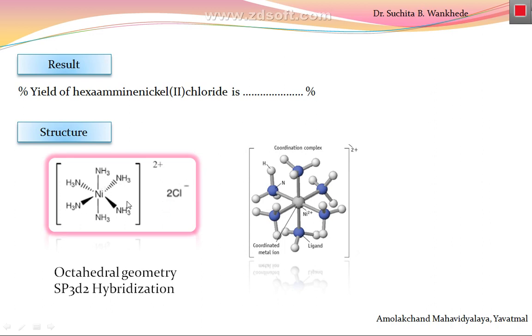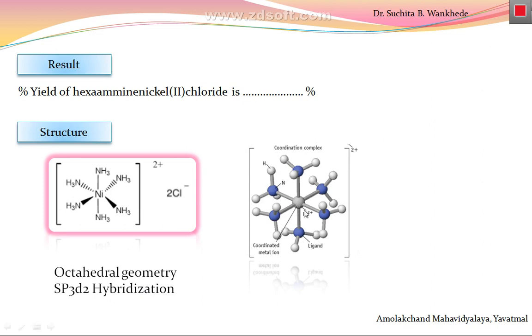As 6 ligands are attached to the central metal ion in this complex, the geometry of our complex is octahedral, and nickel in this complex undergoes sp3d2 hybridization. Here there is a ball and stick representation of your complex.